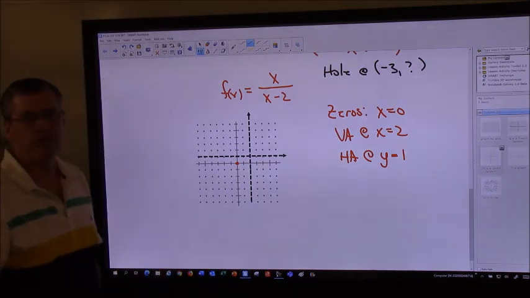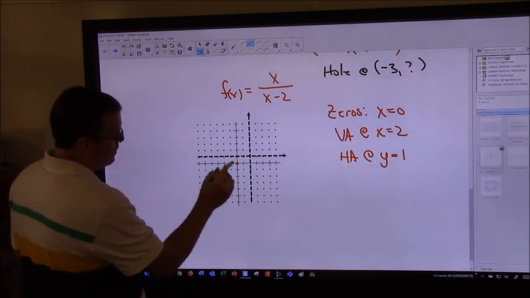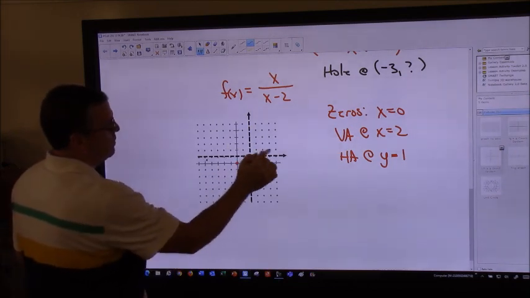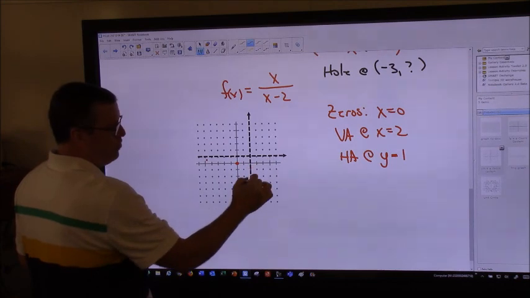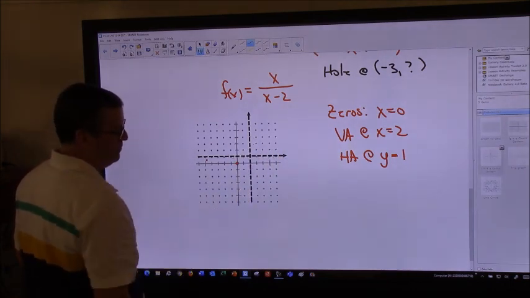I think I know what this graph looks like. I think there's going to be one curve that goes like this, and there's going to be one curve up here. I can't create more zeros or x-intercepts, so it's got to be up here. Okay?